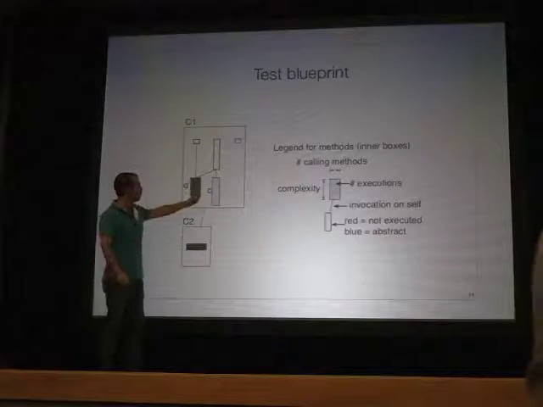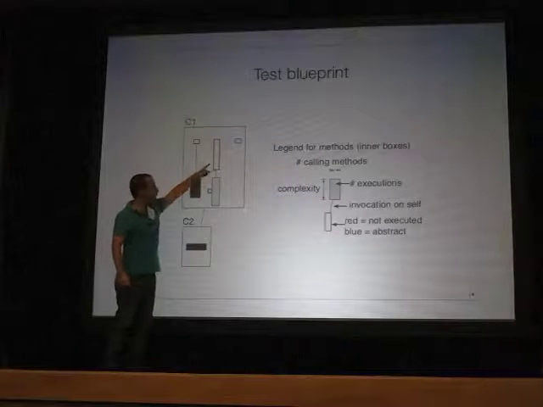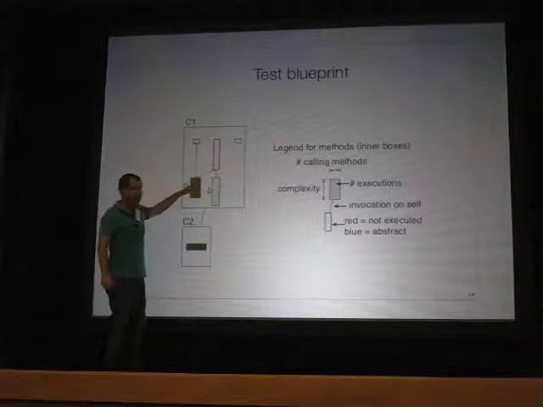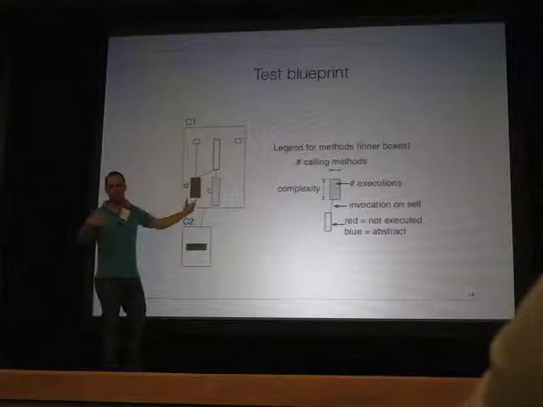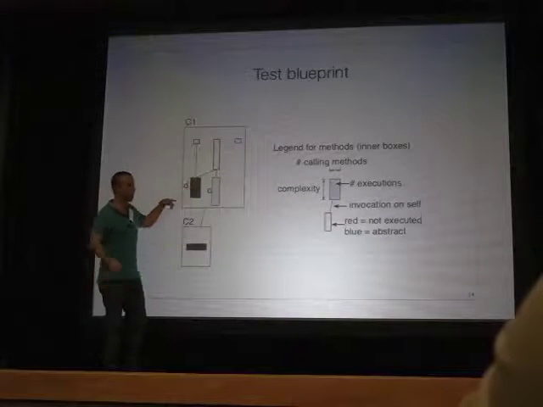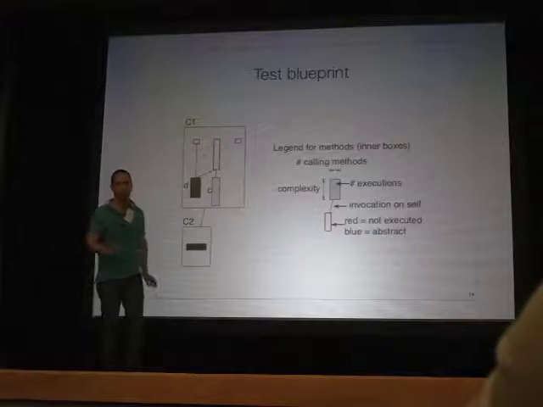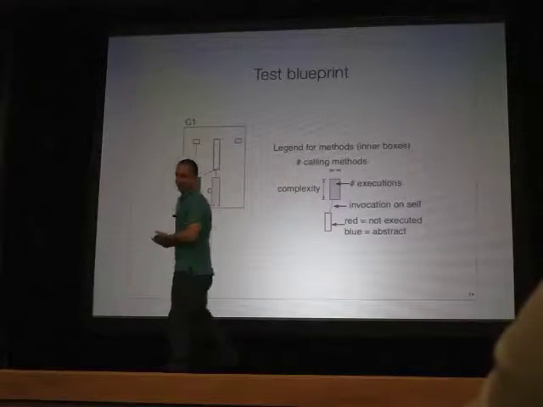So in red, those are methods that are not covered. The other ones are covered by the test. This method in gray is covered a few times, and this one in black many, many times. This is the equation.